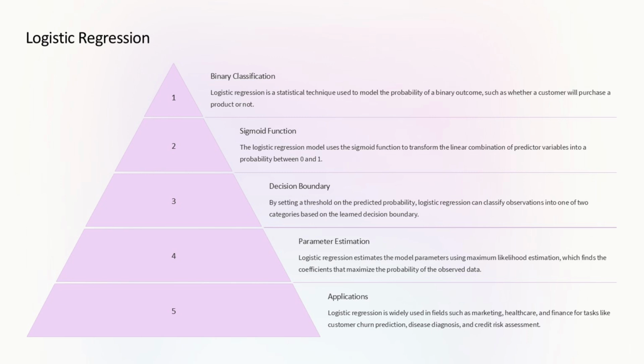Logistic regression estimates the model parameters using maximum likelihood estimation, which finds the coefficients that maximize the probability of the observed data. This technique is widely used in fields like marketing, healthcare, and finance for tasks like customer churn prediction, disease diagnosis, and credit risk assessment.